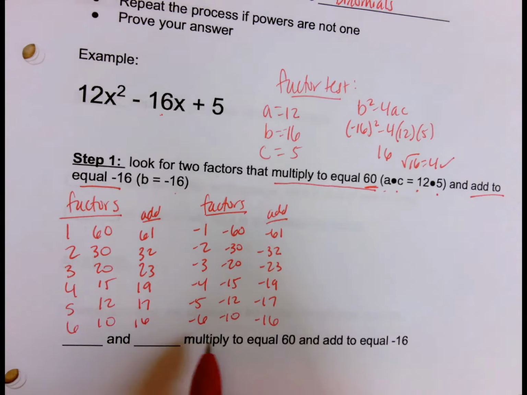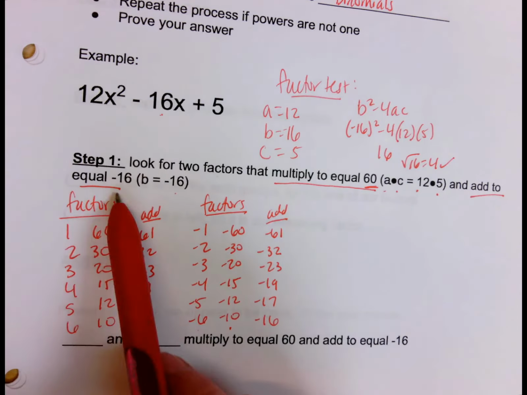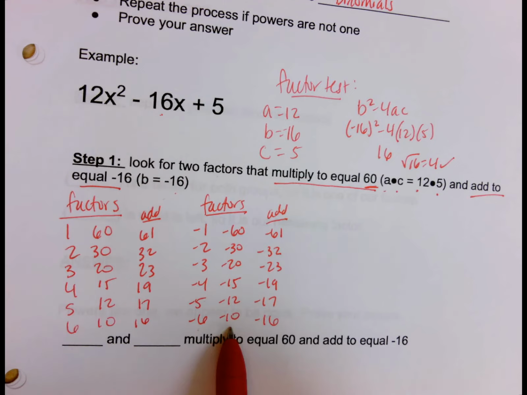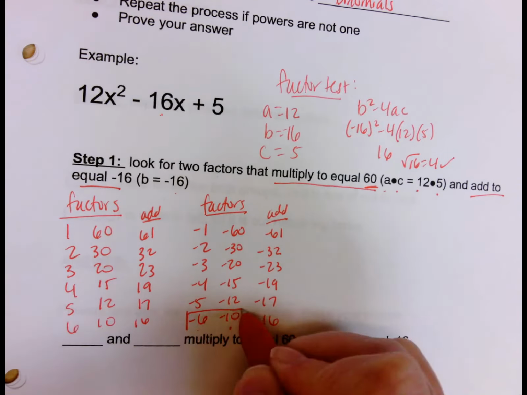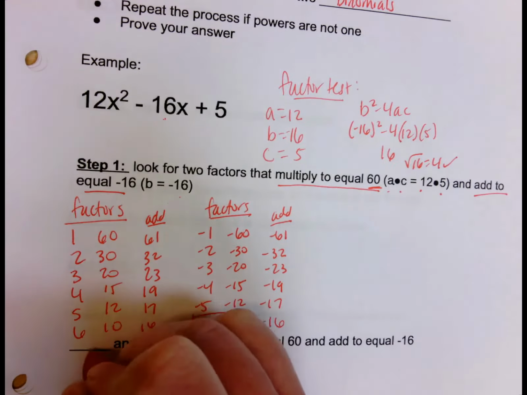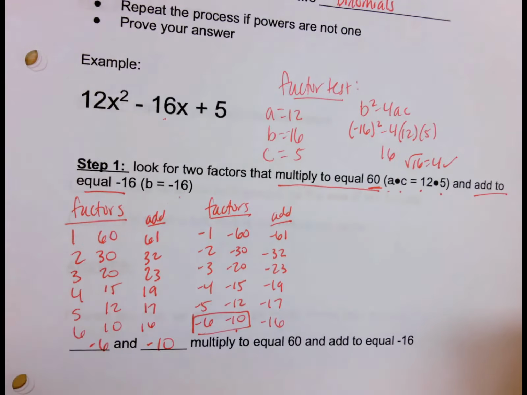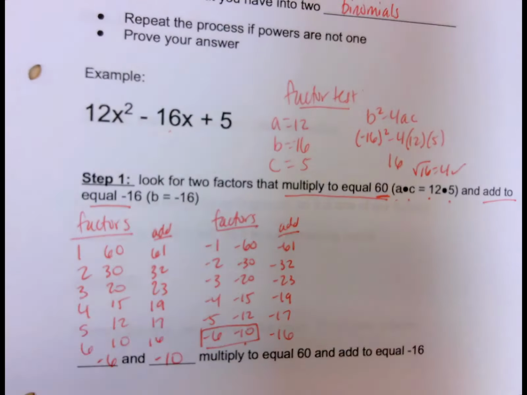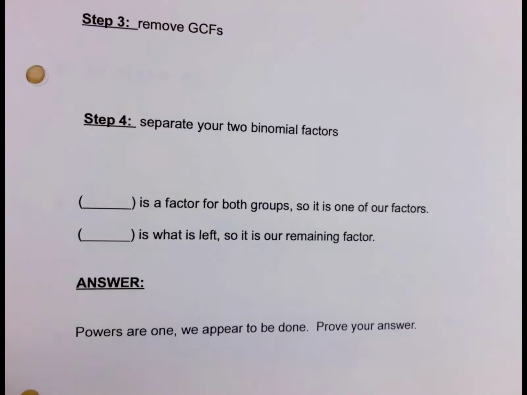So what I'm looking for, remember, are two factors that multiply to equal 60. So let's look here. Negative 6 times negative 10 equals 60, and they add to equal negative 16. Negative 6 plus negative 10 is negative 16. So these are the two factors that I'm going to use. Those are the two numbers that we were looking for. So that's step one. Now step one won't always be so challenging. Sometimes it'll be very obvious and you won't have to write anything out, but sometimes you are going to have to write those factors out, okay?